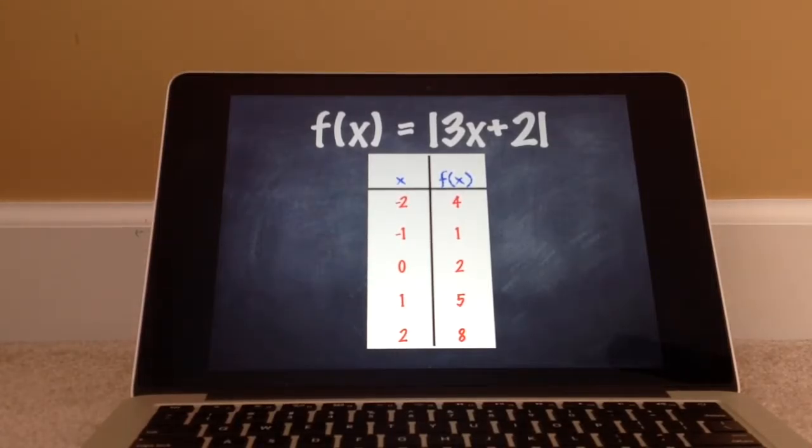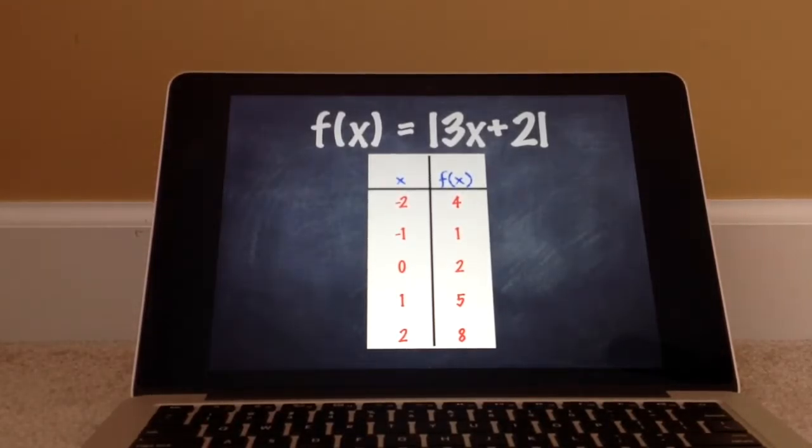absolute value of 3 times -2 plus 2, and that turns out to be 4. Or, when you go to graph it, as I will show you eventually, your y. And so you'll have your x and y, and then you'll do that for every single one. The absolute value of 3 times -1 plus 2 equals 1. The absolute value of 3 times 0 plus 2 equals 2. The absolute value of 3 times 1 plus 2 equals 5. The absolute value of 3 times 2 plus 2 equals 8.